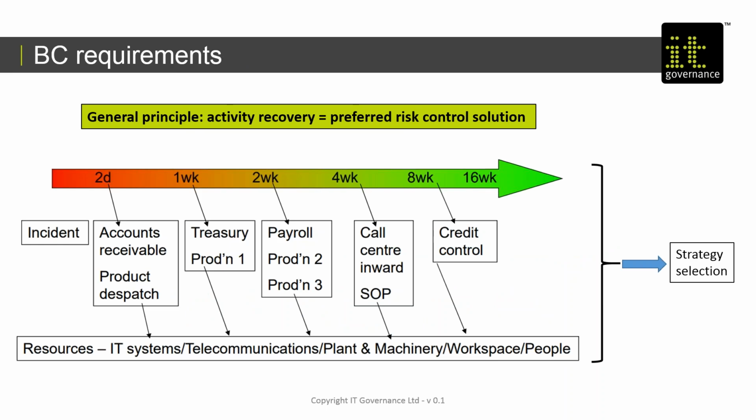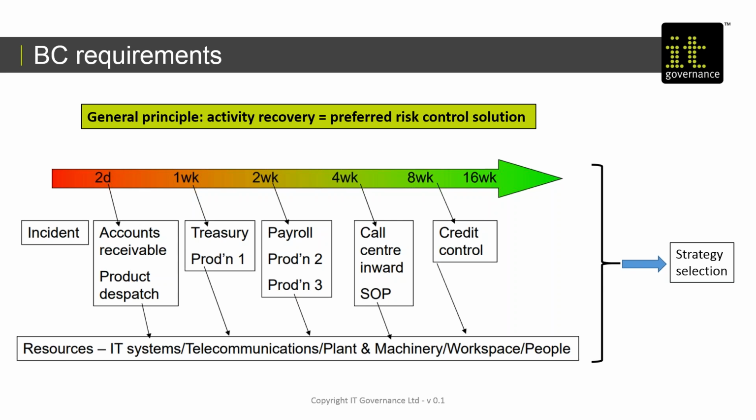I already mentioned this general principle that activity recovery is the preferred risk control solution. And stemming from the RTO for activities, we then have, I wasn't able to show them individually, the recovery time objectives for the resources that support them. And again, in the example I just gave about a machine, that could be something that directly impinges on the strategy, because something might not be available within the desired timescale. So from this information, we can do strategy selection.